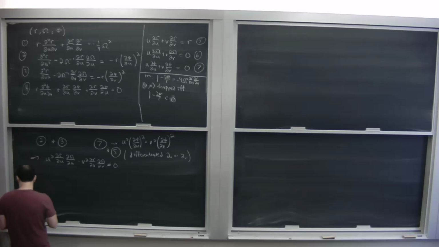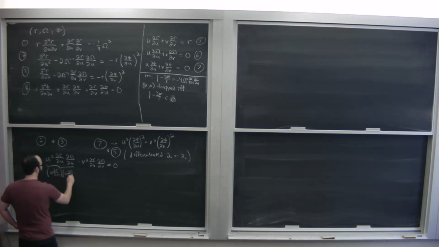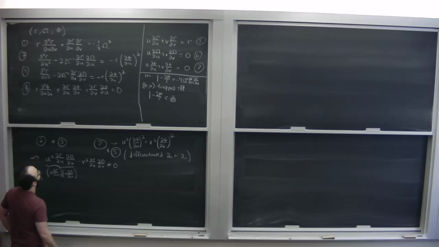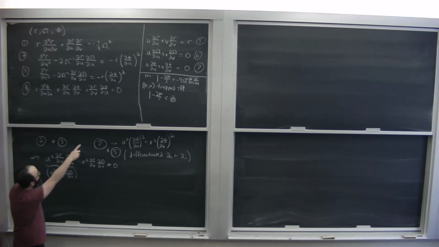Okay, and now I just said in words that last time what ended up happening is that we're going to conclude that the lapse has to be constant. So now what we can do here is we can write this as u dr du and u like this, and then use 5 and 7 to replace these quantities with their v versions.